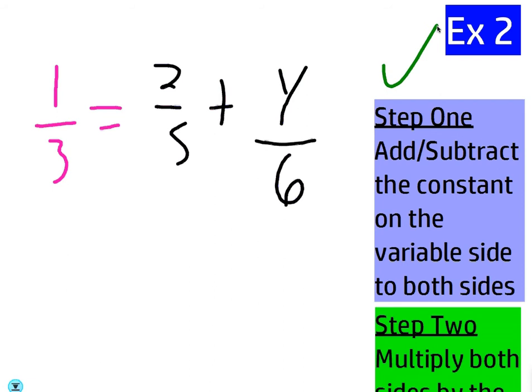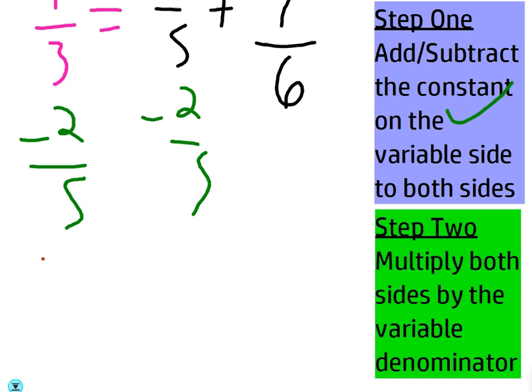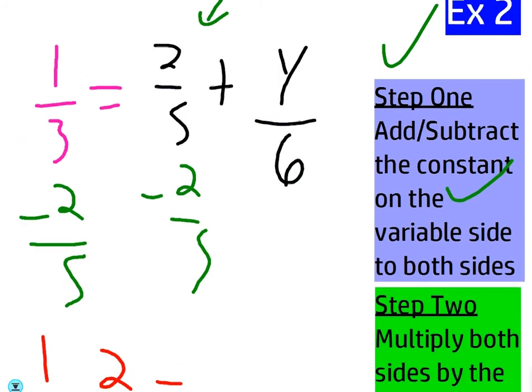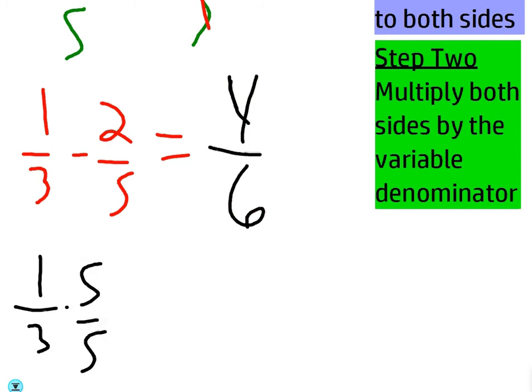Subtract the 2/5. Yes, subtract 2/5 because it's the constant on the variable side. Well, let's just go ahead and rewrite that. So that's 1/3 minus 2/5 equals, that cancels on that side. And we're just going to have y over 6, which we'll deal with in a second. But first, we have to combine 1/3 minus 2/5. So what you're going to do is find a common denominator, which means you're going to multiply the left fraction by 5 over 5 and the right fraction by 3 over 3.